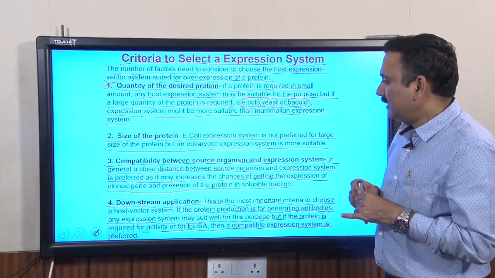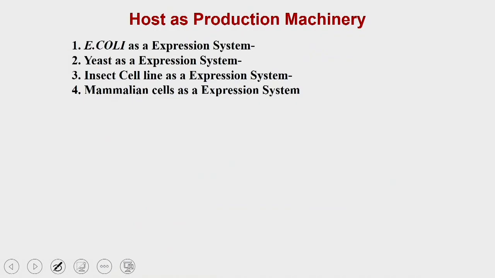So, in today's lecture, we are going to discuss four different expression systems, such as the E. coli expression system. We are going to use yeast as an expression system. We are going to use an insect cell line or baculovirus as an expression system. And at the end, we are also going to use the mammalian cell as an expression system.